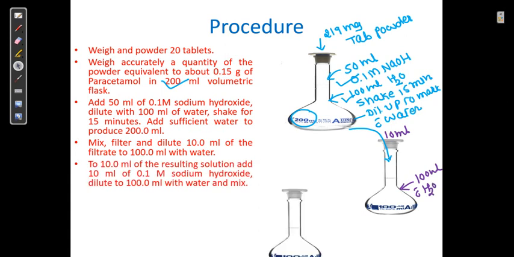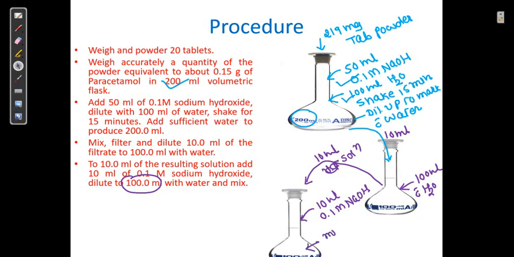Then the next step: from that solution you take a further 10 ml, and add that 10 ml solution into a 100 ml volumetric flask. In that you add 10 ml of 0.1 molar NaOH solution, and then dilute up to the mark with water. Mix and dilute up to the mark.